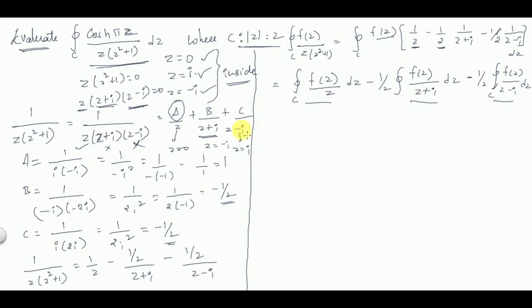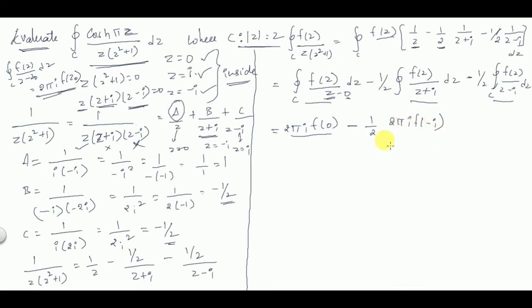When you have simple poles, how can you apply Cauchy's integral formula? The integral over C of f(z)/(z − z₀) dz is equal to 2πi into f(z₀). This is Cauchy's integral formula for a simple singularity or simple pole. So 2πi into f(0), because z − z₀ is z − 0, so z₀ is 0. Minus 1/2 into 2πi into f(−i), minus 1/2 into 2πi into f(i).